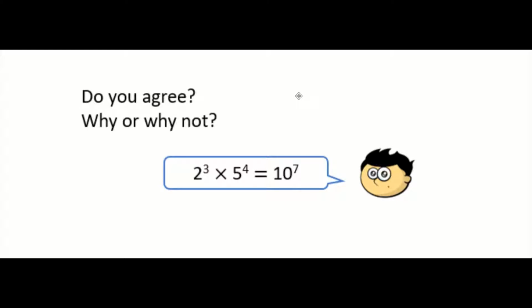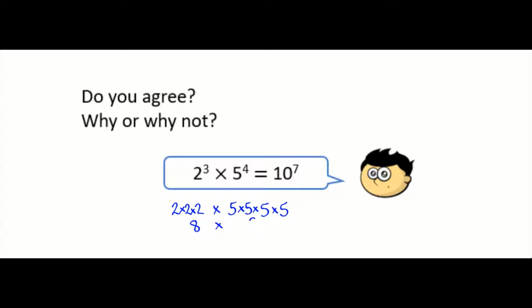What do you think? Well, 2 cubed would be 2 times 2 times 2, and 5 to the power of 4 would be 5 times itself, 4 times, and they've said that the answer is 10 to the power of 7. Well, it doesn't look like it. I guess we could spot 2 times 2 times 2 would be 8, 5 times 5 times 5 times 5. Well, maybe a bit big to do that calculation.